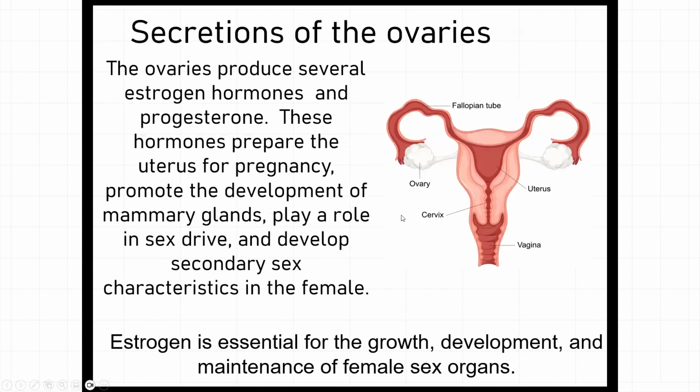Secretions of the ovaries. The ovaries produce several estrogen hormones and progesterone. These hormones prepare the uterus for pregnancy, promote the development of mammary glands, play a role in the sex drive, and develop secondary sex characteristics among females. Estrogen is essential for the growth, development, and maintenance of female sex organs, as well as for bone mass.